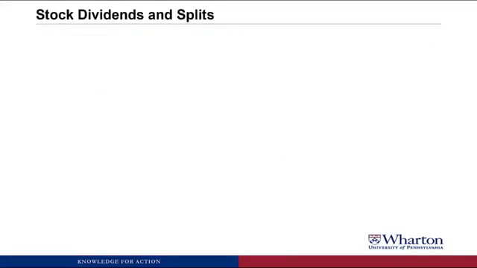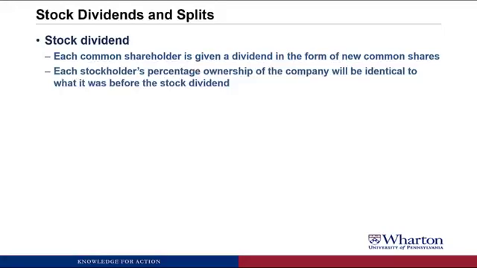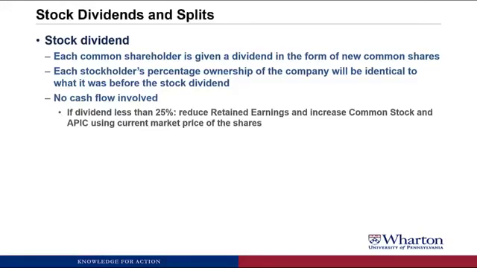Now I want to talk about stock dividends and stock splits. A stock dividend is a dividend where each common shareholder is given new shares instead of cash. Each stockholder's percentage ownership of the company is going to be identical to what it was before the stock dividend. So every shareholder is getting the same percentage increase in their shares, so their overall ownership percentage is not changing. And there's no cash flow involved. We're not mailing any checks. Instead, we're giving new shares to the shareholders.